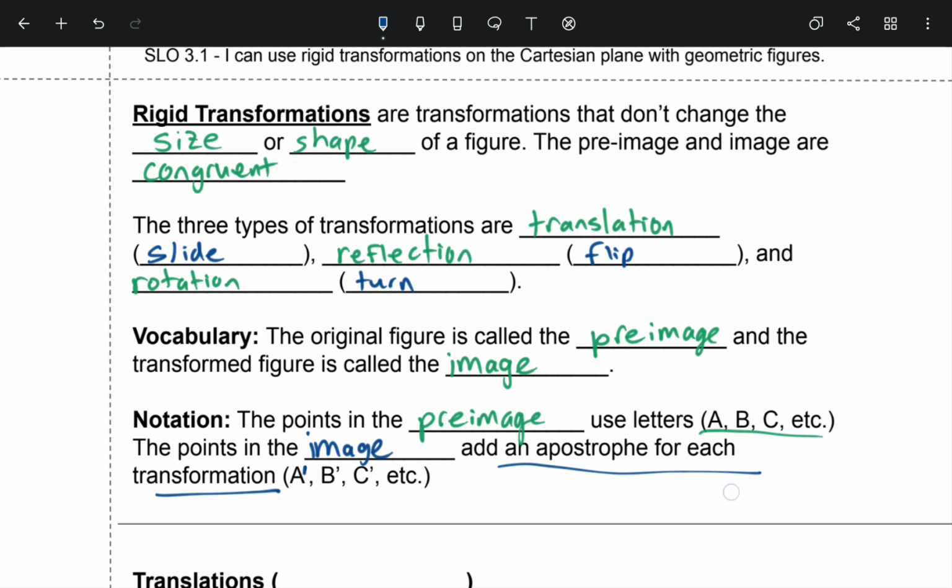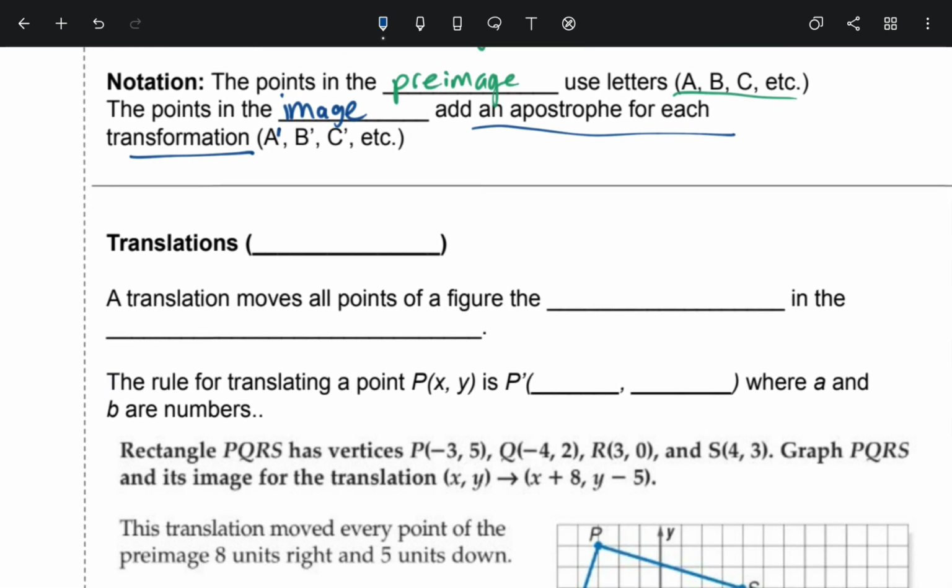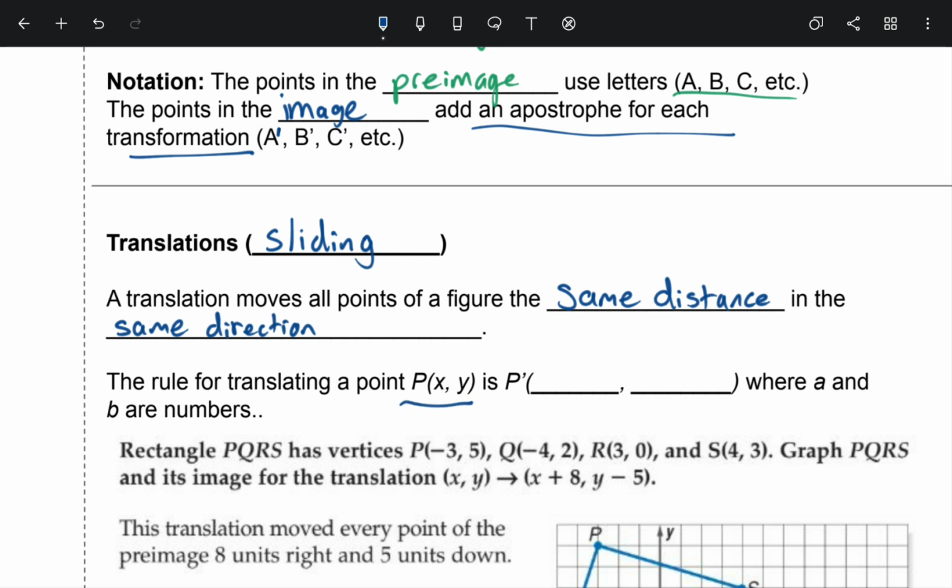Let's look at these three transformations now. The first one is translation, also known as sliding. A translation moves all points of a figure the same distance in the same direction. The rule for translating some point (x, y) is adding or subtracting some number a from x, that is left or right movement, comma, y plus or minus some number b, and that is up or down.